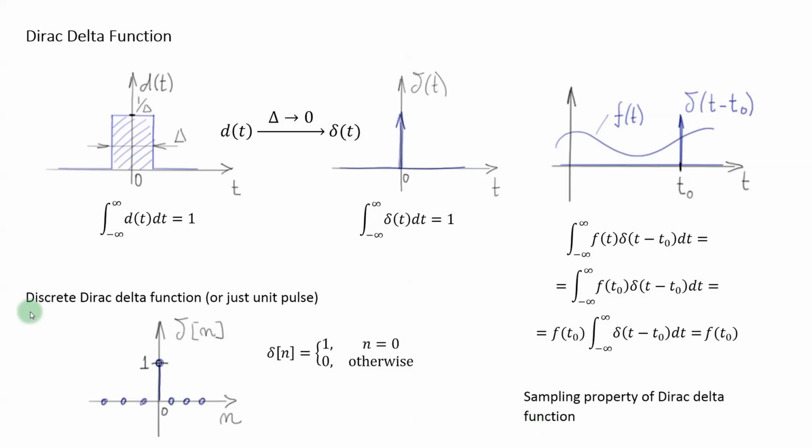The last thing I want to show you in this slide is the discrete Dirac delta function. Sometimes we just call it the unit pulse. It is a very simple function. It is 1 when n is equal to 0 and it is 0 otherwise. This is how you write it mathematically. The discrete Dirac delta function is 1 when n is equal to 0 and it is 0 otherwise.